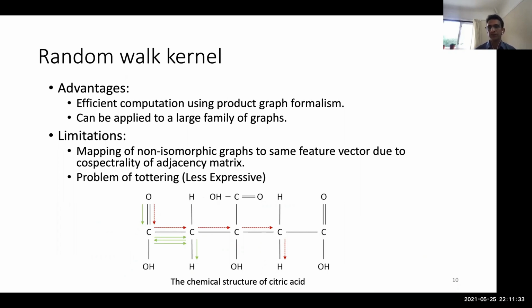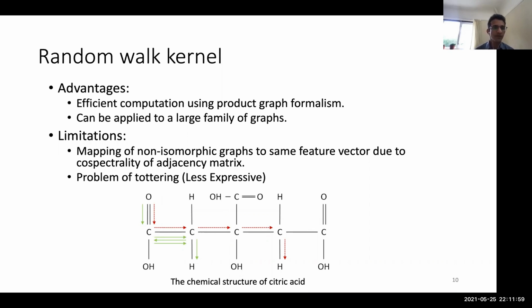And there are also some limitations. One limitation of the random walk kernel is that it tends to map non-isomorphic graphs to the same point in the feature space due to their co-spectrality. So 2 co-spectral graphs which are not isomorphic might be mapped to the same point in the feature space.